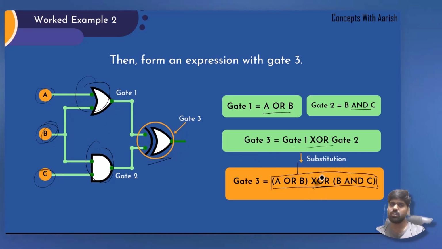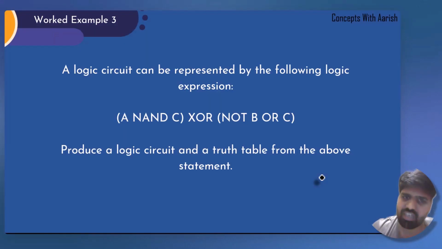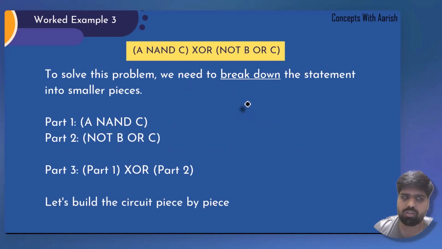Okay, so that's how this thing is done. The third type of question that normally comes in the paper is one where, from a logical expression, you have to build a circuit. So they have given you a logic expression like this, and you have to make a circuit out of it.